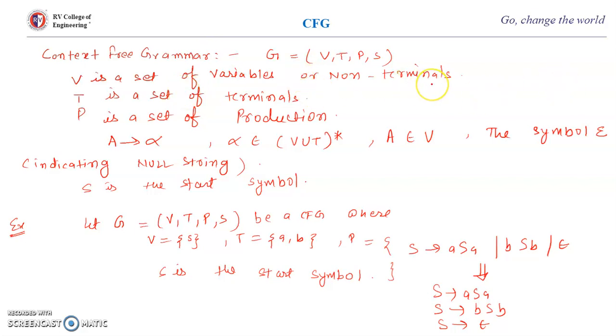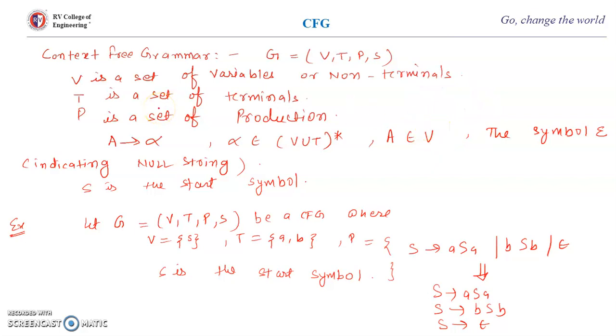So here we say non-terminal. All capital letters will be non-terminals, and small letter symbols and digits will be terminals. Now the production will be in this form: A to alpha, where alpha belongs to (V union T)star and A belongs to V, and the symbol epsilon indicates the null string. So what does it mean? When I say A to alpha, we are saying A belongs to V. That means this A should be some non-terminal.